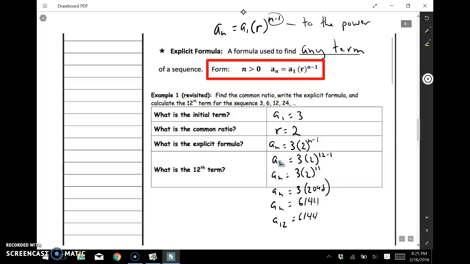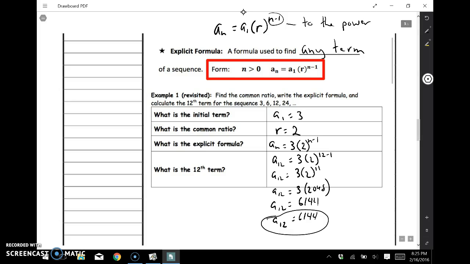Okay, let me change that for you because we are finding the 12th term here. So it's going to be a sub 12, not a sub n. And that is my answer.